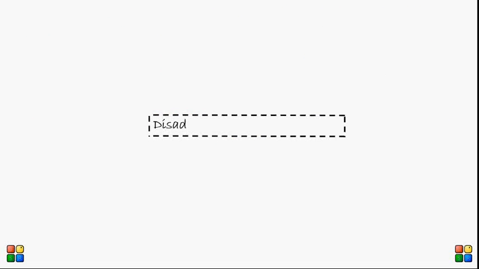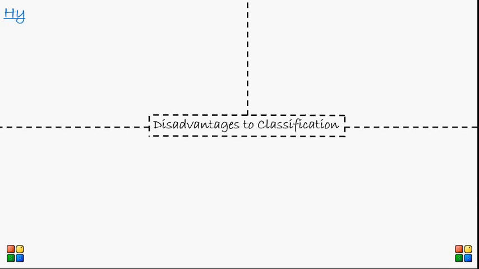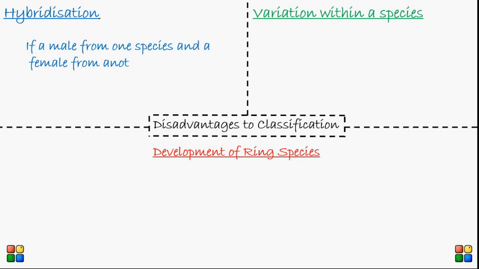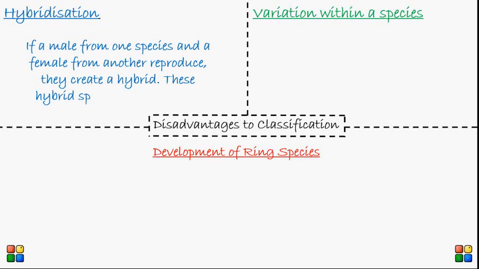Next, we have the disadvantages to classification. There are 3 main points to focus on here. They are hybridisation, variation within a species, and the development of ring species. Starting with hybridisation, a male from one species and a female from another reproduce, they create what is known as a hybrid. These hybrid species can be hard to classify.